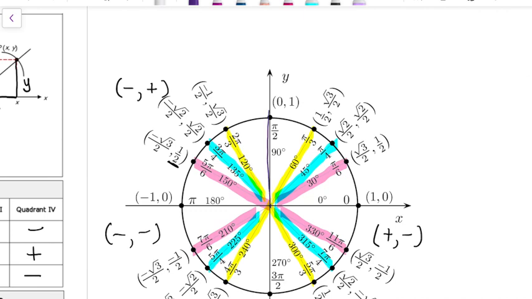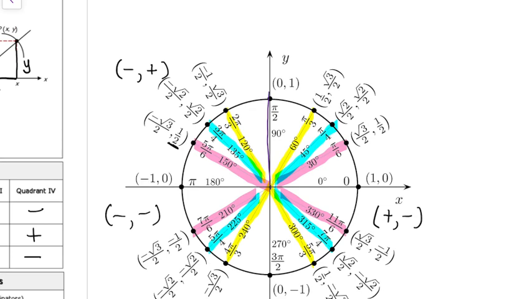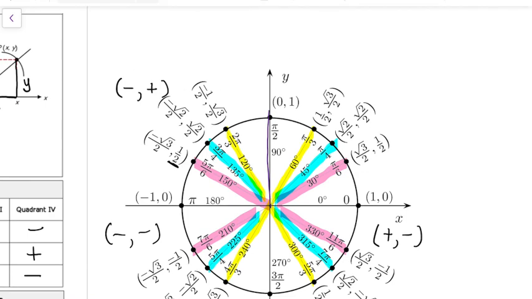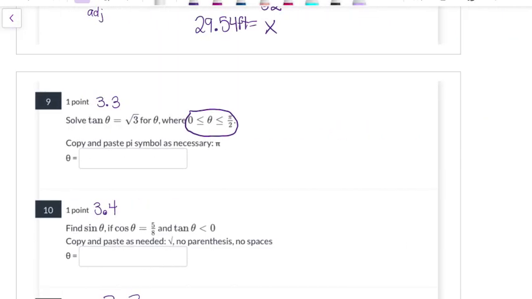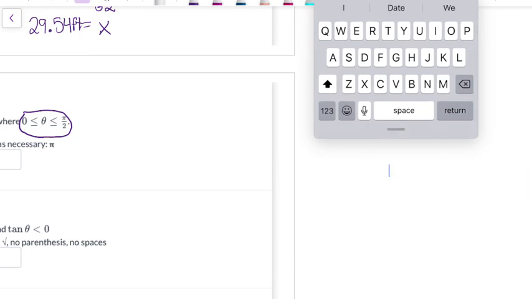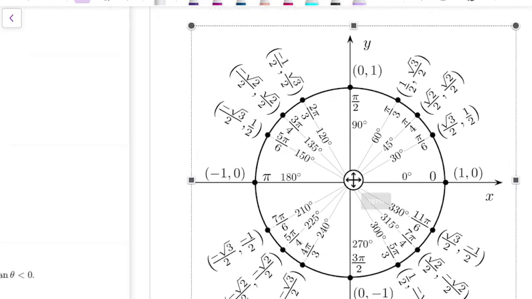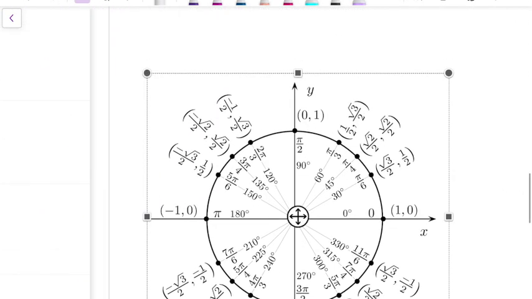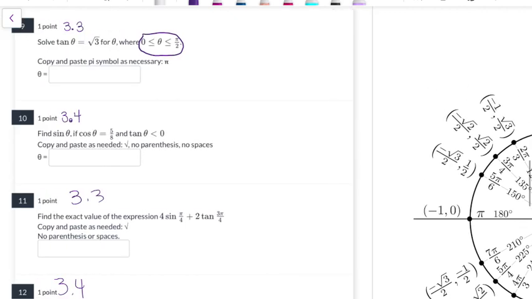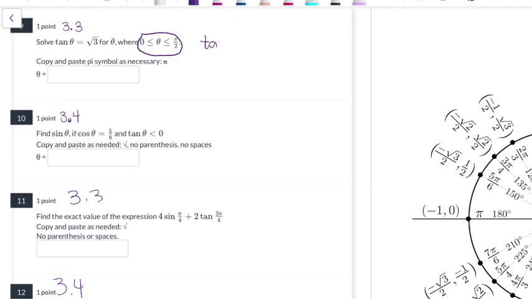Let's see if I can get it to work here. Let's copy and paste that into our review so that I can write all over it. Come on, there we go. Okay, so there it is. Tangent theta is y over x. I will write this over by that problem.